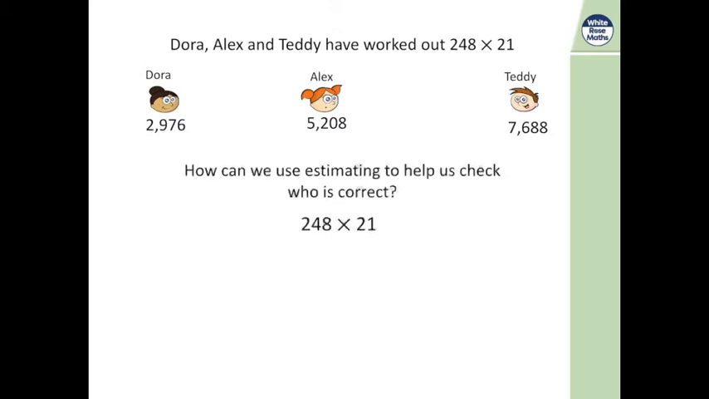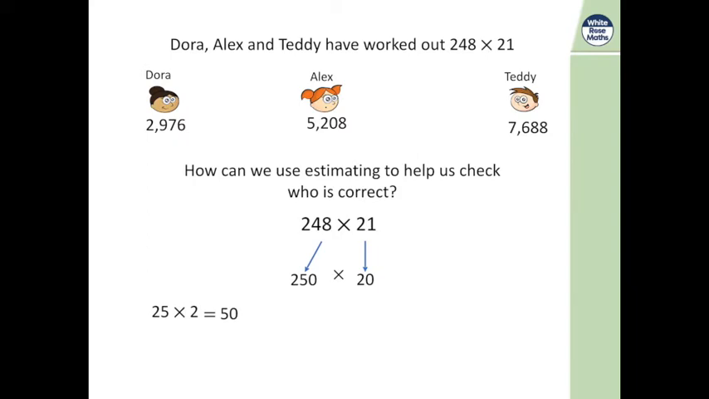We know our calculation is 248 times 21. We could use rounding here. So now we have a calculation of 250 multiplied by 20. That's not going to give us the exact answer, but it's going to give us an estimated answer. And please remember, an estimation is not a guess. An estimation is a close idea.